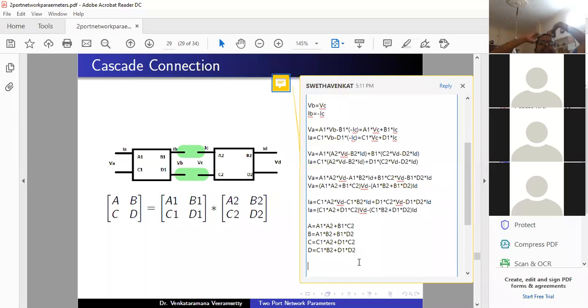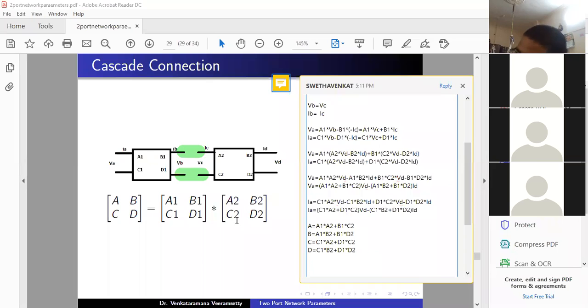That's it. So finally we have the ABCD parameters of the two-port network which are obtained after cascading connection of the two two-port networks having the ABCD parameters A1, B1, C1, D1 and A2, B2, C2, D2. So if you observe these equations, A equal to A1 A2 plus B1 C2. Now see, for the first element A, what do we do? A1 into A2 plus B1 into C2, right?